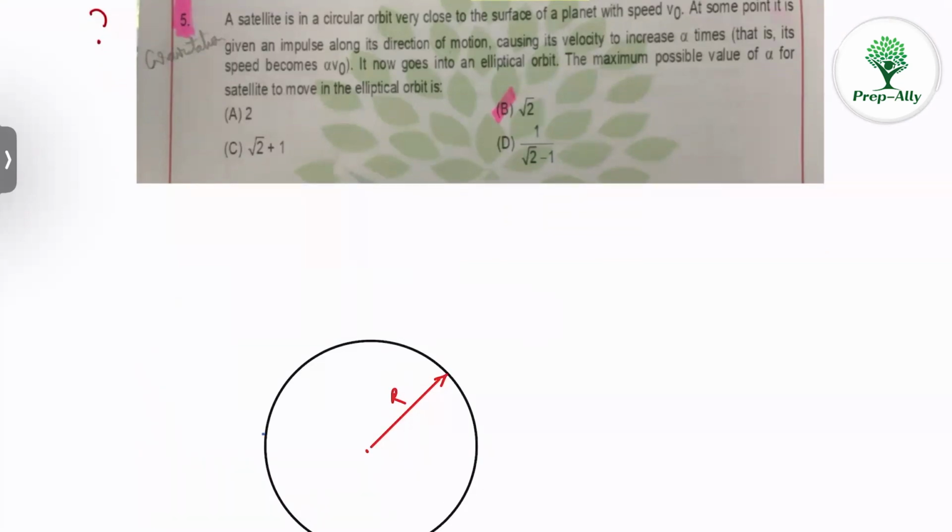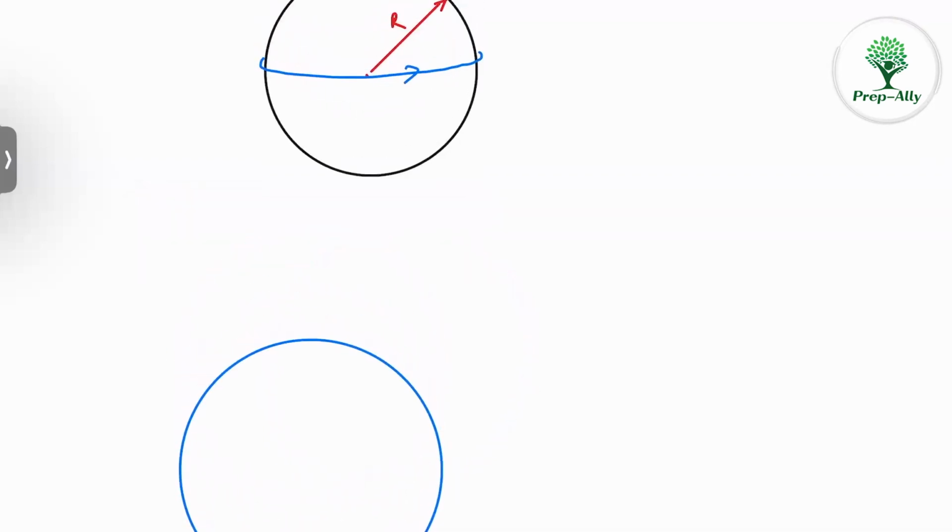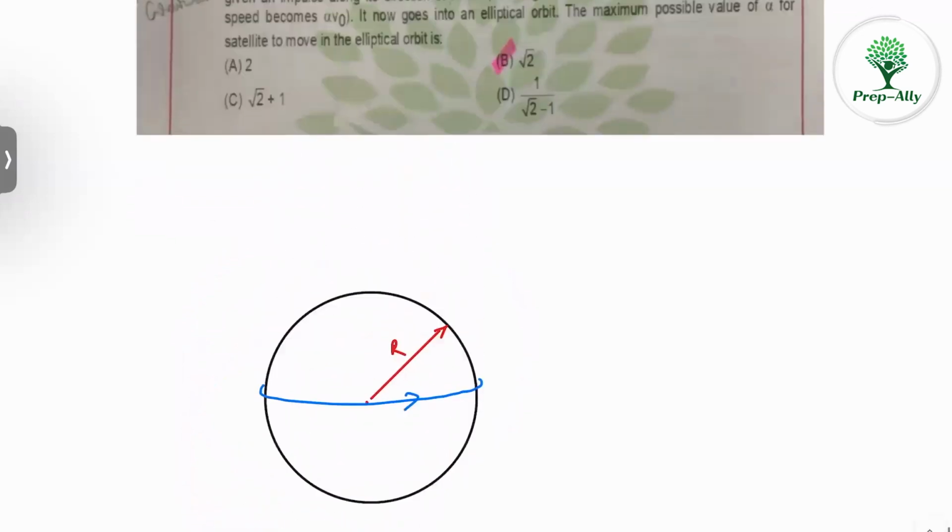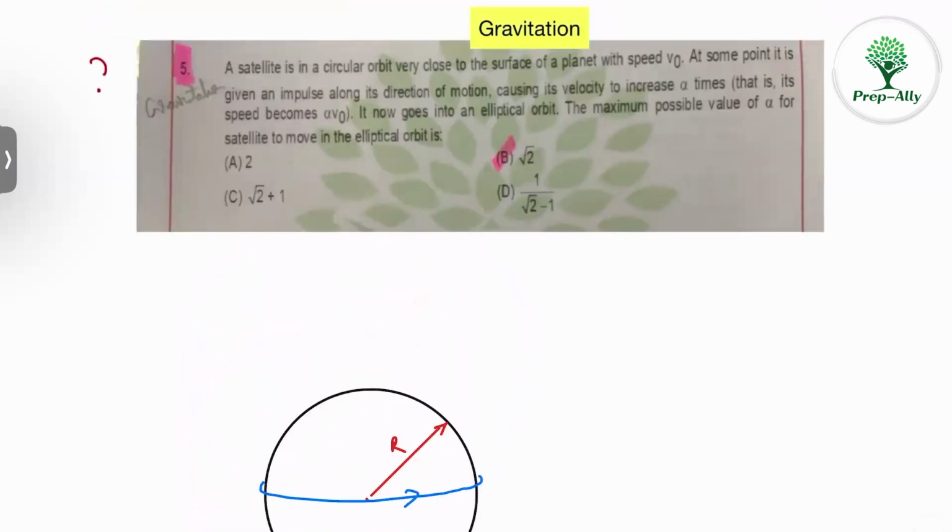So it's undergoing a circular motion like this. If we see from the top of the North Pole, this is how the circle is. At some point of time it is given an impulse along its direction of motion, so as to increase the velocity to alpha times. Now it goes into an elliptical orbit.